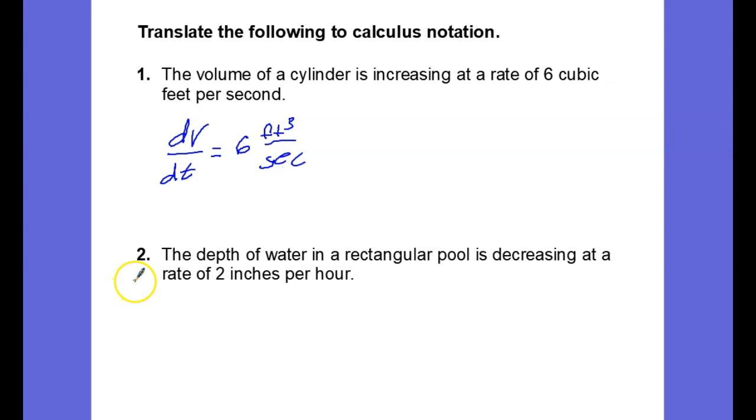In number 2, we're told the depth of water in a rectangular pool is decreasing at a rate of 2 inches per hour. Vertical measurements such as depth and height are typically denoted with h for height. So we'll write this as dh/dt equals -2 since we are decreasing, and the units are inches per hour.